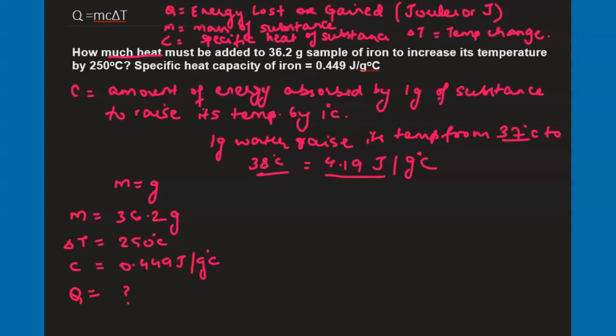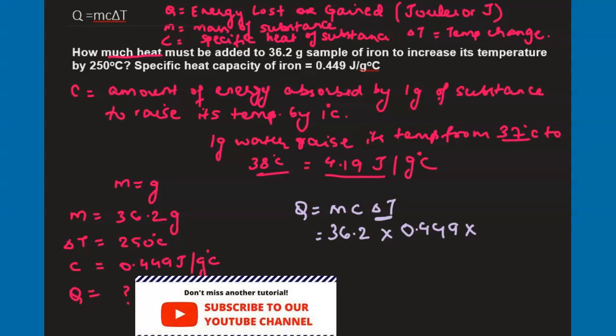Let's go to the calculation part. Because we know the formula is Q = mcΔT, all we have to do is substitute what is given to us. m is 36.2 times c, the specific heat capacity, which is 0.449, times ΔT, the change in temperature, which we have been given to be 250 degrees Celsius. When we put this all on the calculator and multiply, we get 4063.45 joules. And that's our final answer.